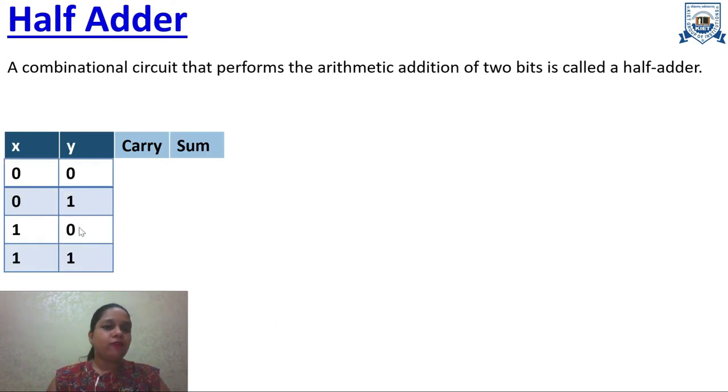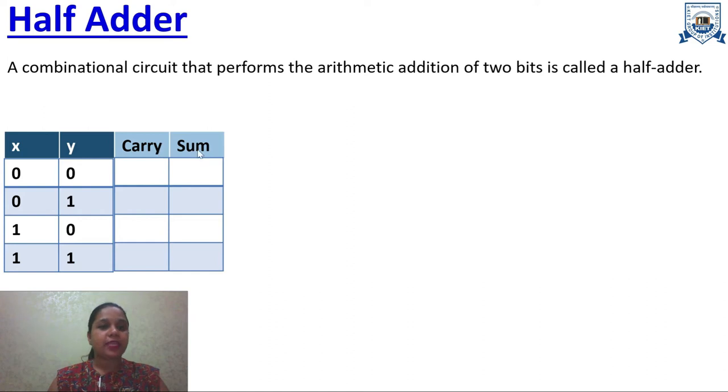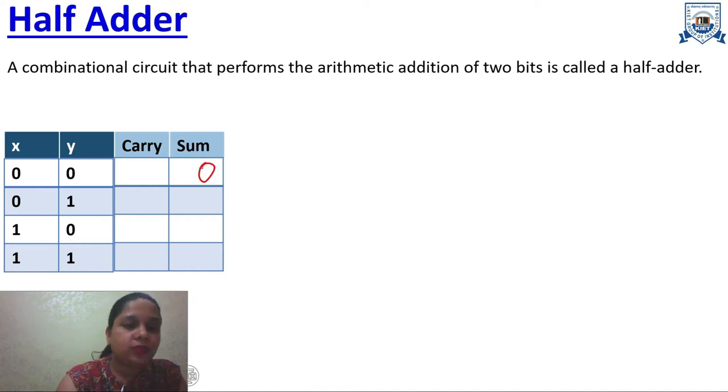So these are the four possible inputs for the two inputs. Now we must know what the carry and the sum will be for these possible inputs. Let's understand. Whenever 0 plus 0 is added, the sum will be 0. So is there any carry for this? No. So carry will be 0. Now when 0 plus 1 is done, the sum will be 1. But there is no carry, so carry will be 0. When 1 plus 0 is done, then sum will be 1, but there is no carry.